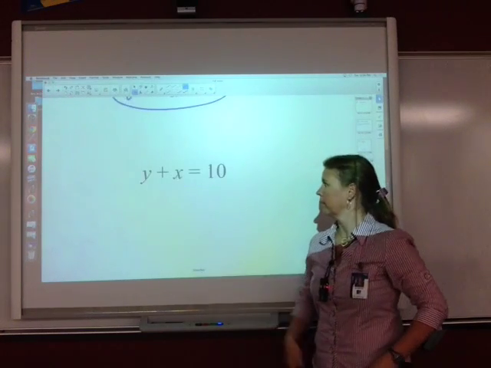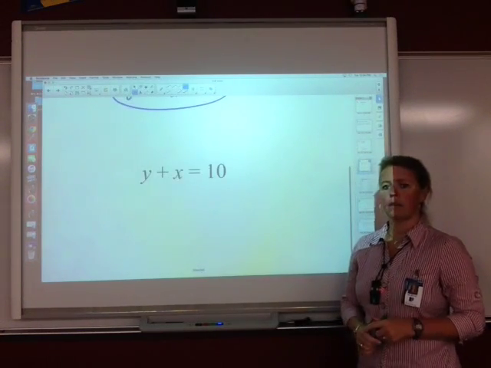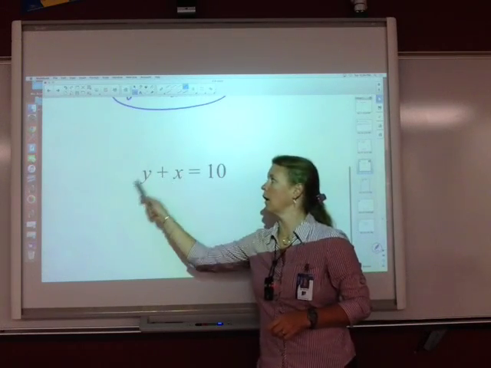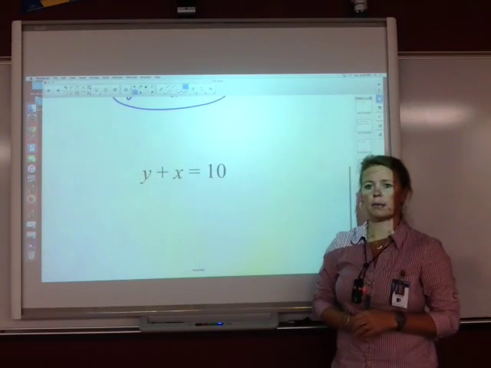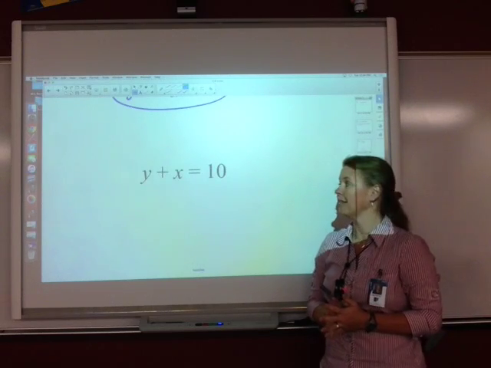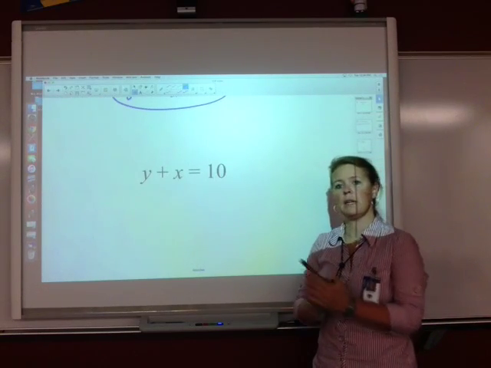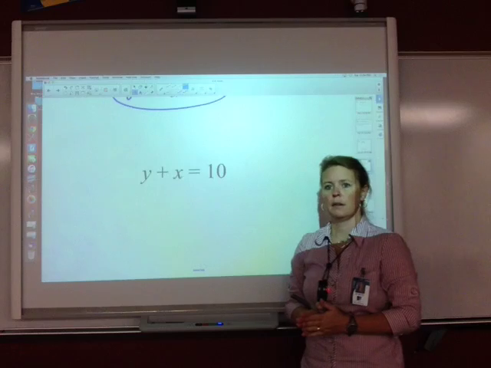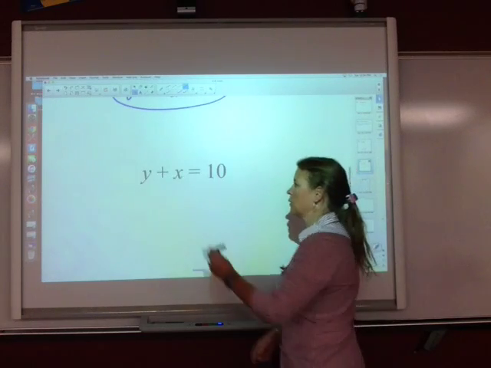Next problem. Little different. There is no coefficient in front of the y. Nothing attached, no number multiplied by the y. But you have the x on the wrong side. That x can't be over there by the y. It has to be on the other side of the equal sign. So what are we going to do to get it on the other side of the equal sign?